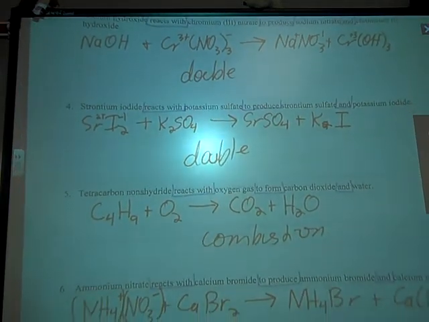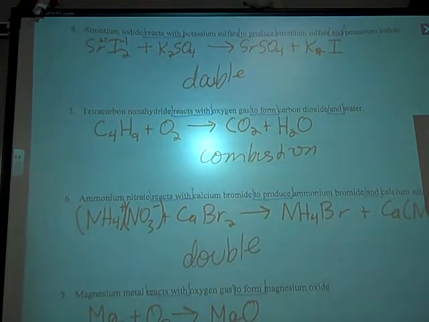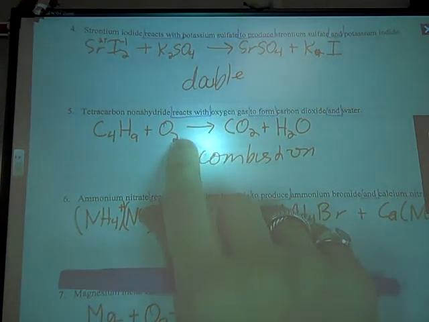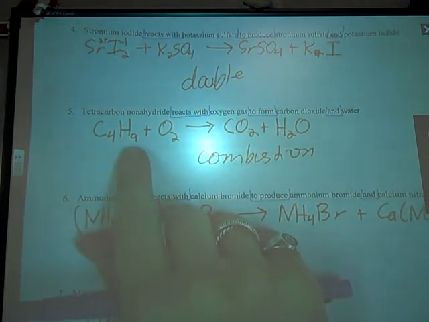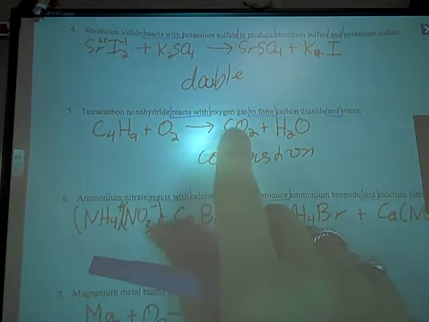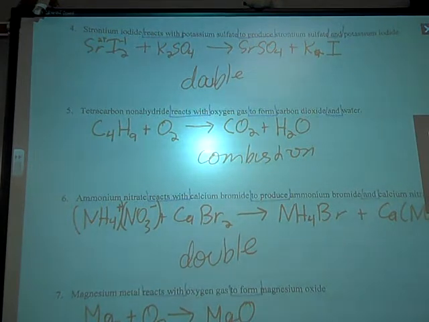On to number 5. Number 5 is the first combustion that you have seen. It says tetracarbon monohydride reacts with oxygen gas. Anytime you see that word gas, it's part of our Brinkelhoff, so it is O2. Tetra means 4, nona means 9. Since this is a combustion reaction with my C and my H in my oxygen gas, my products can only be carbon dioxide and dihydrogen monoxide, our old buddy water.